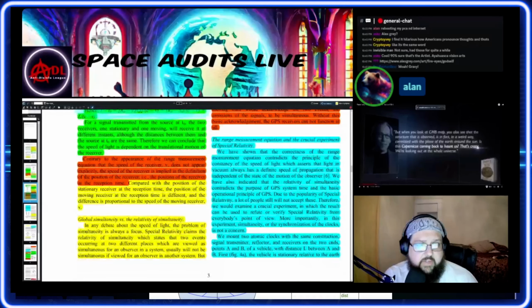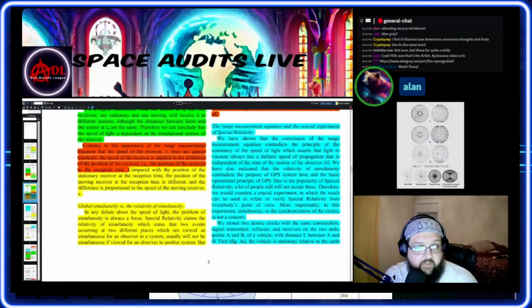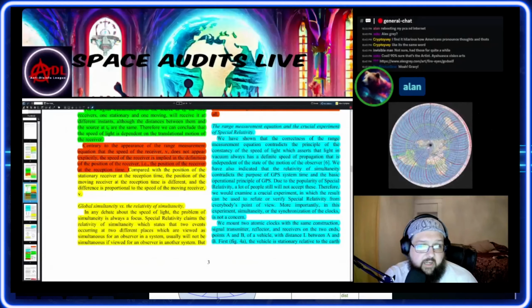So for a signal transmitted from the source at T0, the two receivers, one stationary and one moving, will receive it at different instances, although the distance between them and the source is the same. Therefore, we can conclude that the speed of light is dependent on the translational motion of the receiver, not in alignment with special relativity. Contrary to the appearance of the range measurement equation of the receiver, V does not appear explicitly in the receiver. The speed of the receiver is implied in the definition of the position of the receiver, i.e. the position of the receiver at the time of reception, right?